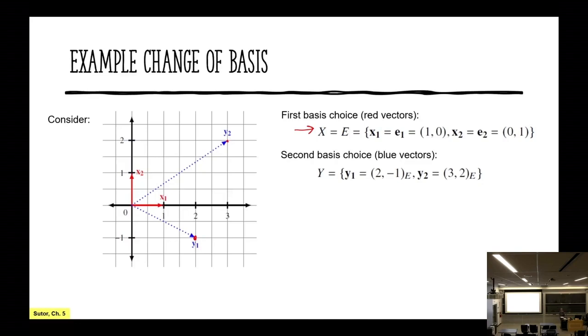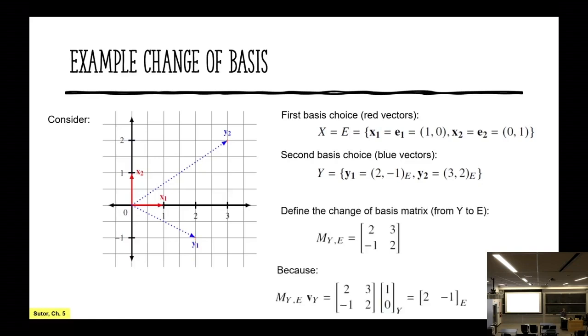If I want to move from y basis to e basis, all I need to do is define a change of basis matrix that takes me from one to the other. To go from y to e, my change of basis matrix is [2, 3; -1, 2], because that is the basis of my second basis, and my first basis is a unit basis. This works because of what I have shown down here. If I take this change of basis matrix times the vector (1, 0), I get (2, -1). So I go from one to the other.